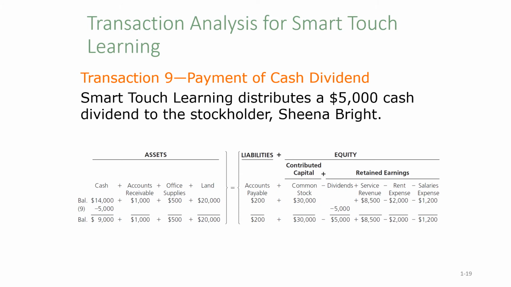Our ninth transaction relates to the payment of cash dividends, which just represents a distribution to our owners, or in this example to our owner, Sheena Bright. So you'll note on our accounting equation affecting both sides, our cash asset is going down, and our category of dividends is showing as a reduction in our equity, because again, dividends and expenses reduce our equity. In total, the amount of our dividends account has gone up in terms of the account itself, but again, dividends reduce the equity, which is why it's shown as a negative amount.